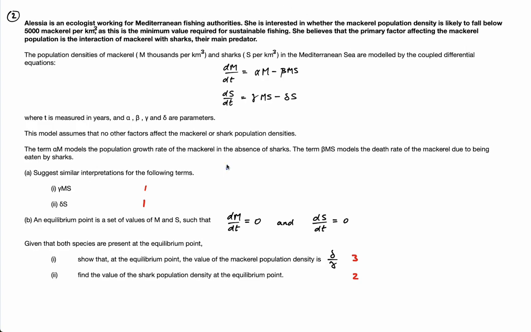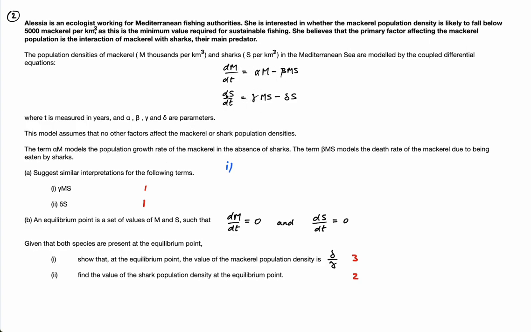So I'll just do it here, guys. This is the growth rate of the mackerel, and then we subtract the death rate of the mackerel because they're being eaten. So the total rate of growth is this minus this.